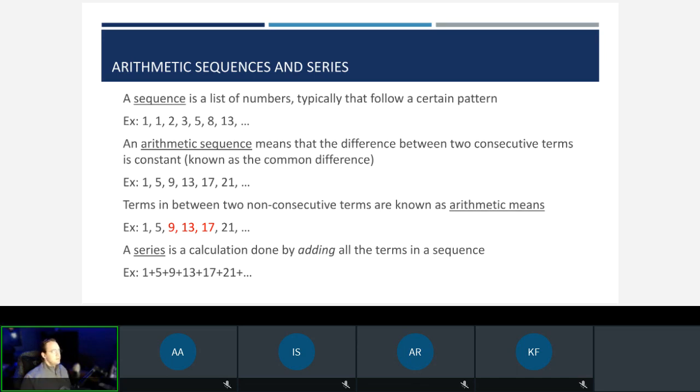All right, an arithmetic sequence and series. So a sequence is a list of numbers typically that follows a certain pattern. For example, 1, 1, 2, 3, 5, 8, 13. What is that famous sequence called? Fibonacci sequence, yes. Starts with 1, 1, and then you are just adding the previous two numbers together to get the following sequence and so forth. That is a Fibonacci sequence. Nice try, Araceli.